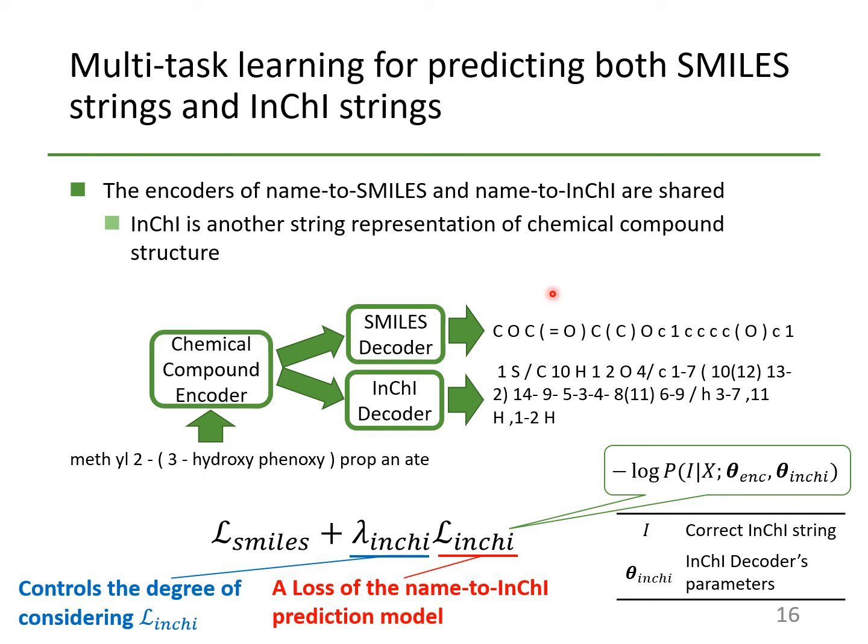We also propose a multitask learning method that shares the encoder of the name-to-SMILES and name-to-InChI prediction models and trains both models at the same time. InChI is another string representation of chemical compound structure. The proposed multitask learning minimizes this objective function. This is the loss of the name-to-InChI prediction model. This is a hyperparameter that controls the degree of considering L InChI.